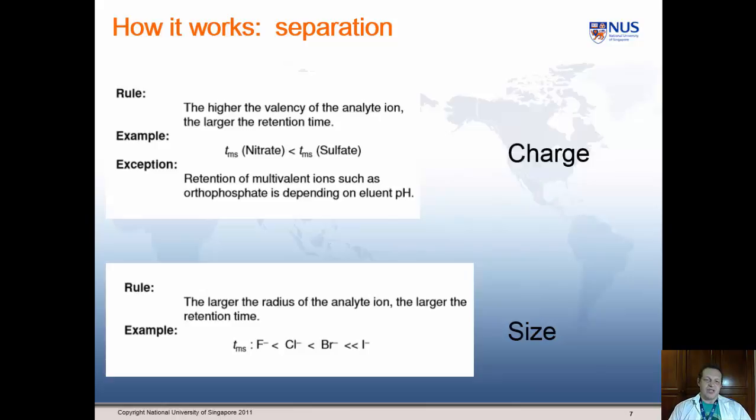Obviously, if you look at the formulation of K, the pH is important, but that's something that you can determine. Okay, so charge is fairly easy. The higher the charge, the more sticky, in inverted commas, it is, the more tightly it's held onto the resin. Size: the larger the radius of the analyte ion, the longer the retention time. So in this series of halogens, iodide will have a much longer retention time than any of its lighter halide companions, and in fact the elution order is as below. So the residence time increases with size.